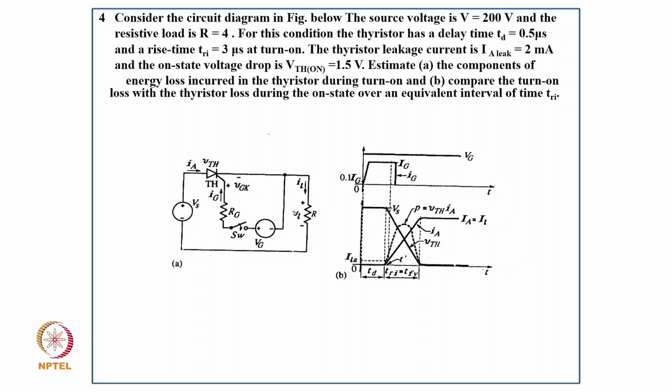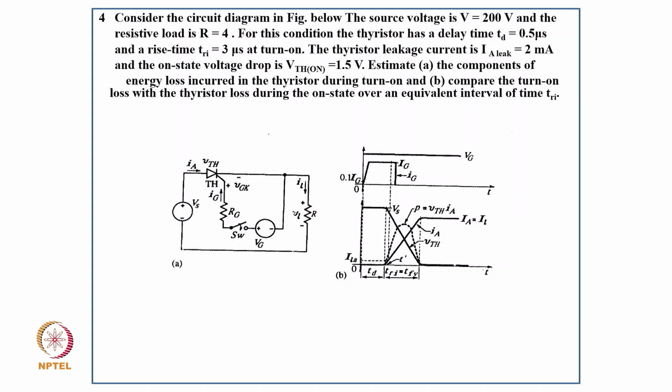Coming to numerical problem 4, consider the circuit diagram shown below. The source voltage is 200 volt and the resistive load is 4 ohm. For this condition, the thyristor has a delay time Td equal to 0.5 microsecond and a rise time Tri of 3 microsecond at turn on. The thyristor leakage current is 2 milliampere and the on state voltage VTH is 1.5 volt. Estimate the energy loss incurred in the thyristor during turn on. Compare the turn on loss with the thyristor loss during the on state over the equivalent interval.